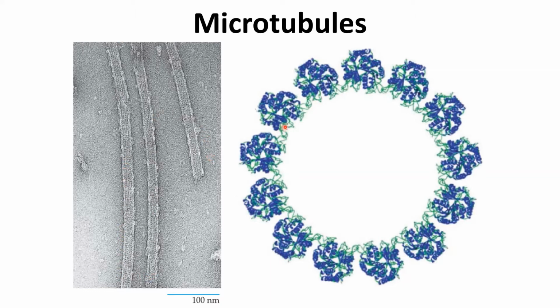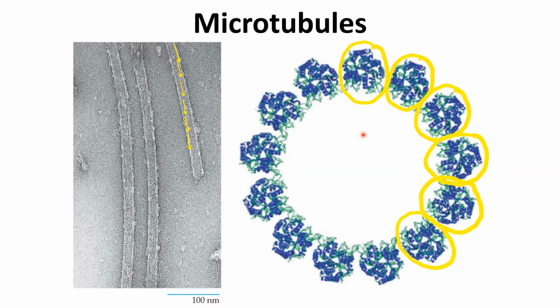So how many rods do we have here? Each one of these is known as a protofilament. If we count, we have 1, 2, 3, 4, 5, 6, 7, 8, 9, 10, 11, 12, 13 protofilaments per microtubule. You can see it here in the electron micrograph. They are very fine and they run along the length of the microtubule.